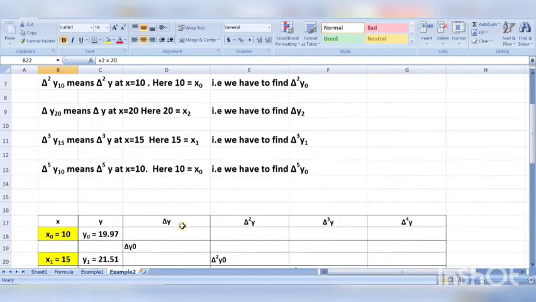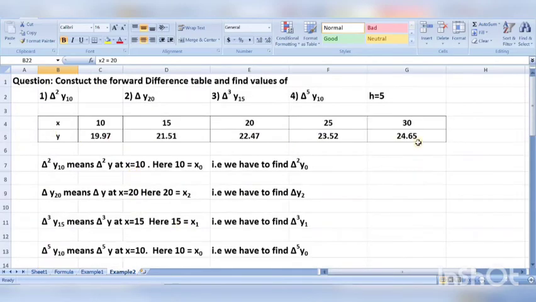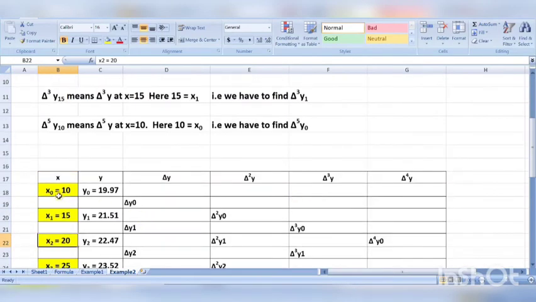Now similarly we have been given values of y. These are the values of y. So the first value, at x0 equal to 10, is y0. Give it the name y0. We are giving these positions so that we can use the formulas directly.